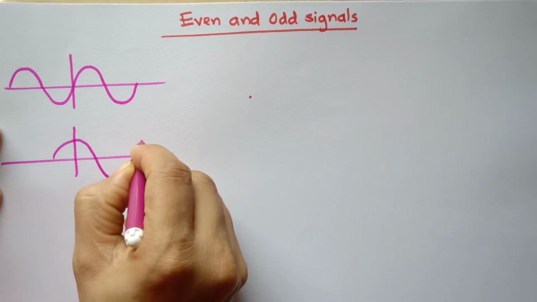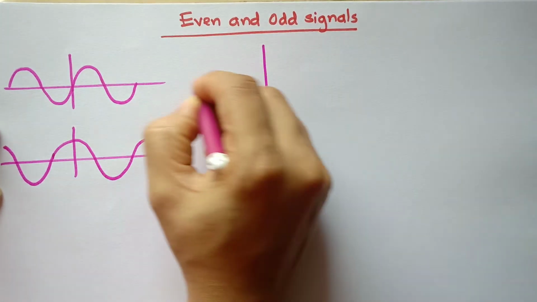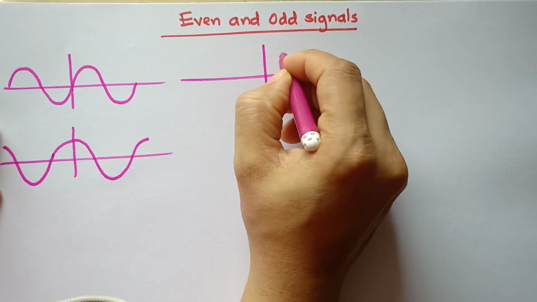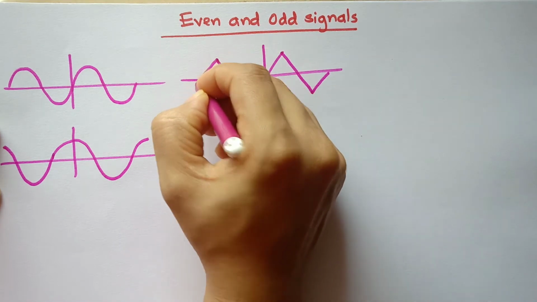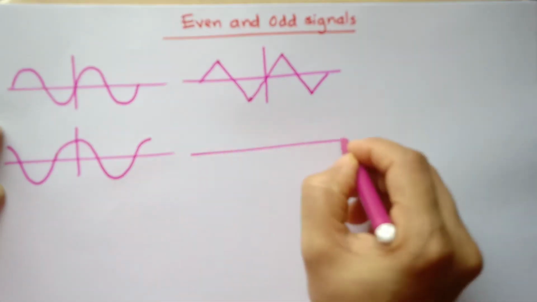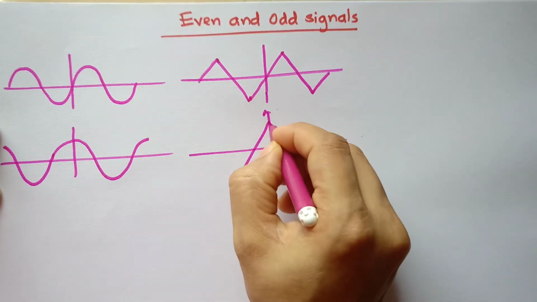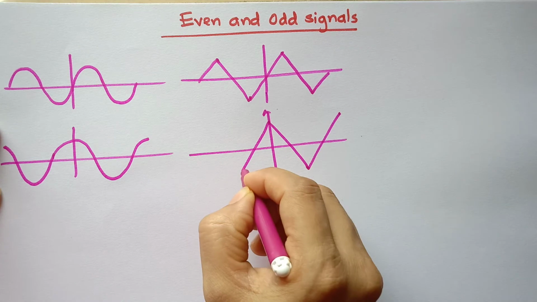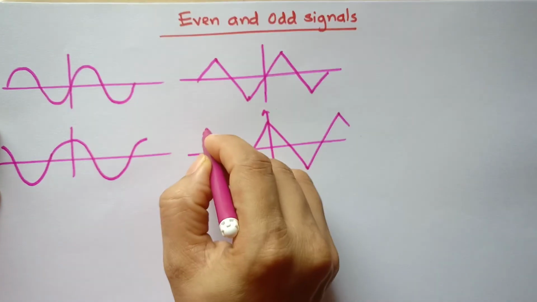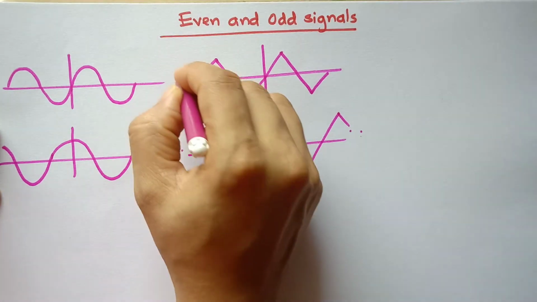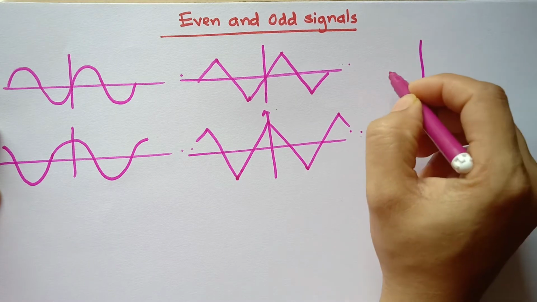Cosine wave. Okay, a triangular wave. Another simple triangular wave, like this. A rectangular wave.